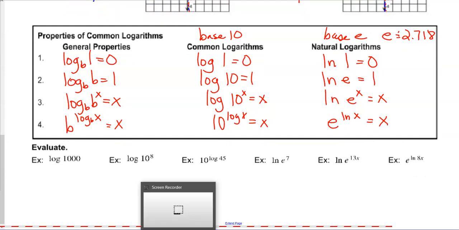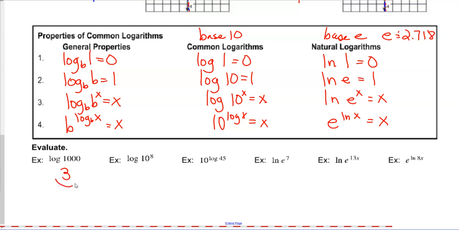So let's see if I can answer these using some of these properties. Here I have log base 10, which is invisible, of 1,000. So 10 to what power is 1,000? Well, 10 times 10 times 10 is 1,000. Therefore, this answer is equal to 3. That's the power that makes that work. Here again, I have log with an invisible 10. 10 to what power is 10 to the 8th? Here it is, this one right here with the base 10. Log of 10 to the 8th power has to equal that power, which is 8.